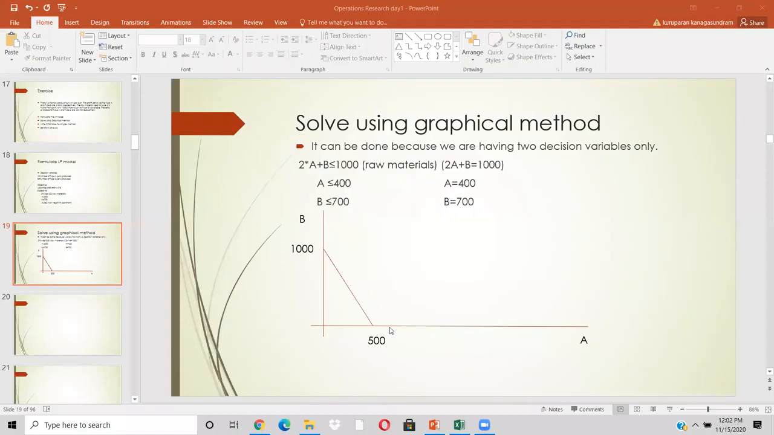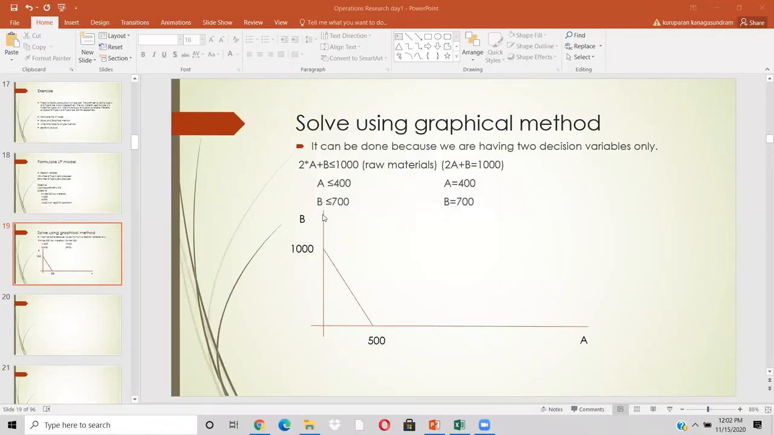Oh, okay, wait a minute. Someone is not understanding how I got this 500 and 1000. Okay, I will repeat it. Guys, look at the chart. The inequality is 2a plus b less than or equal to 1000. To draw the graph, just think of the line 2a plus b equal to 1000. We want that line.